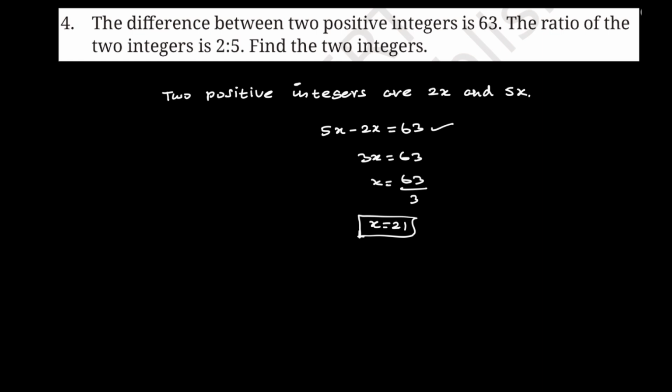Your question is to find the two integers. So substitute this x value here, and we can find the two integers. The two integers are 2 into x, so 2 into 21, which is equal to 42, and 5 into x, so 5 into 21, which is equal to 105. So the two integers are 42 and 105. That is the answer.